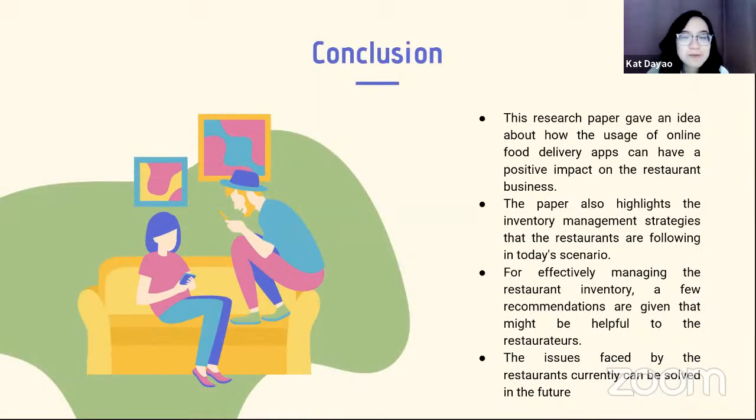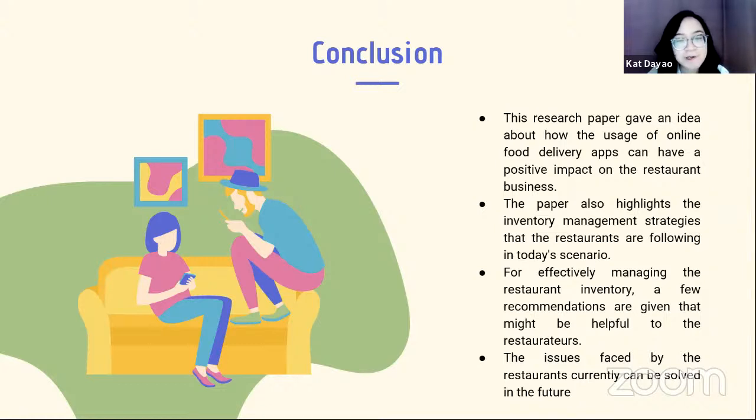The restaurant segment and the food delivery market have enormously changed over the last few years with rapid urbanization and an endless influx from neighboring places to cities. Ordering a meal from outside and eating in has become a tradition these days with the increasing number of smartphones and food delivery apps. So this research paper gave an idea about how the usage of online food delivery apps can have a positive impact on the restaurant business.